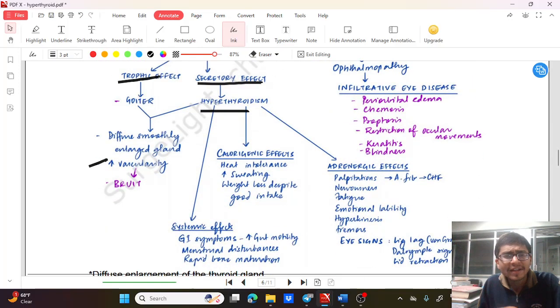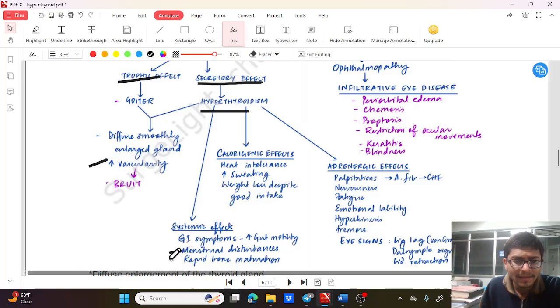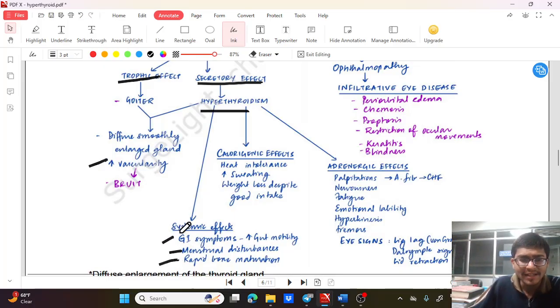Then the secretory effect, causing increased thyroid hormones in the body, causes hyperthyroidism. These will have systemic effects like GI symptoms, that is diarrhea, as we have discussed, menstrual abnormalities, rapid bone maturation. Then the calorigenic effects due to increased thyroid hormone, that is heat intolerance.